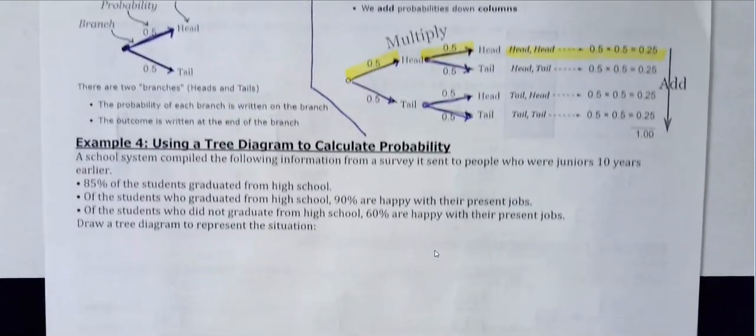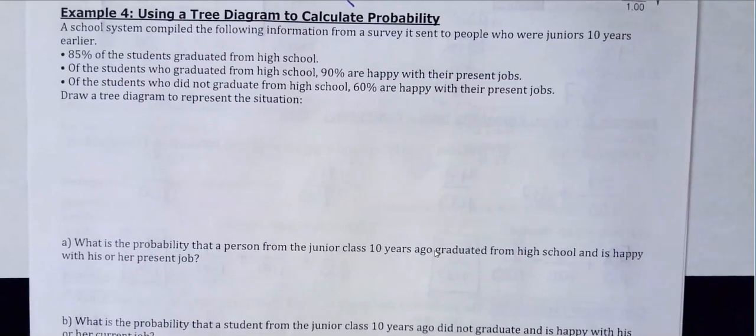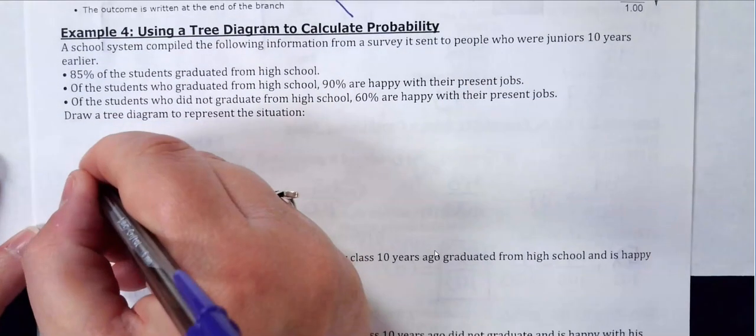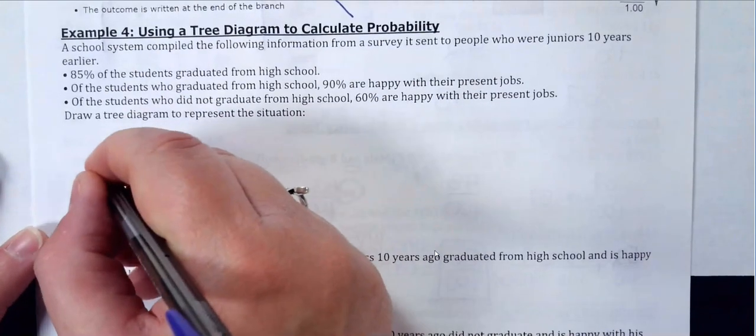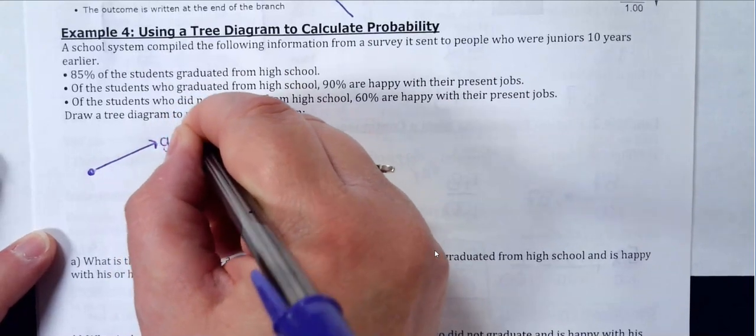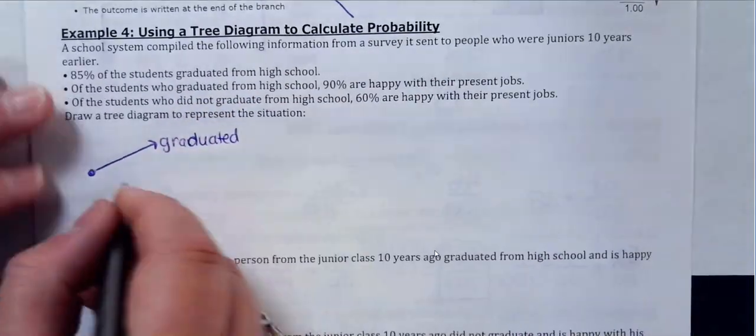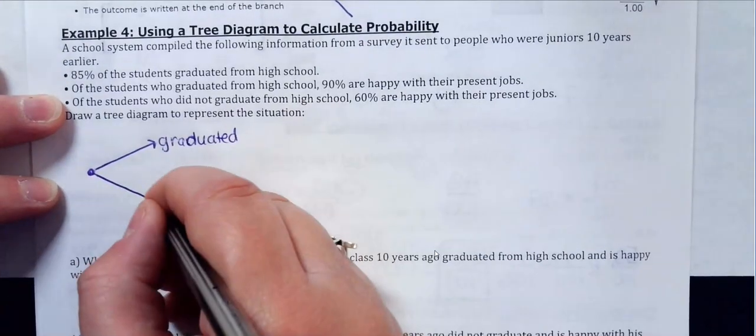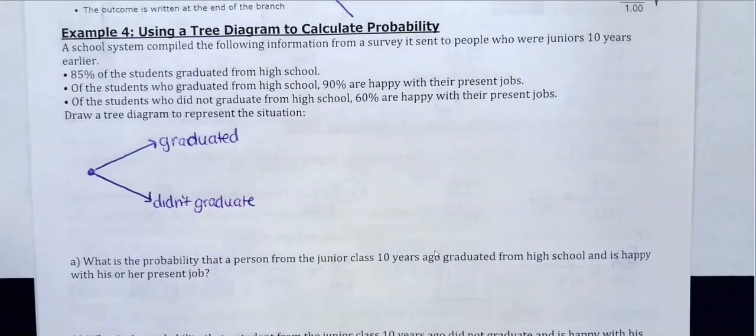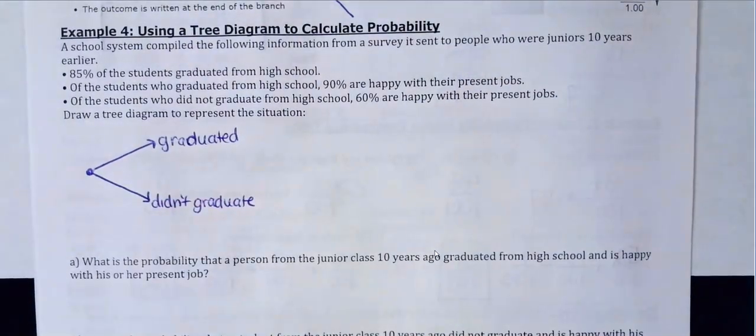Okay, so this says, a school system compiled the following information from a survey it sent to people who were juniors 10 years ago. Okay, now it says 85% of the people graduated from high school. So that's what I'm gonna start my tree with. I'm just gonna draw a little arrow, and at the end of the arrow, I'm gonna say they graduated or they didn't graduate. And feel free to abbreviate.